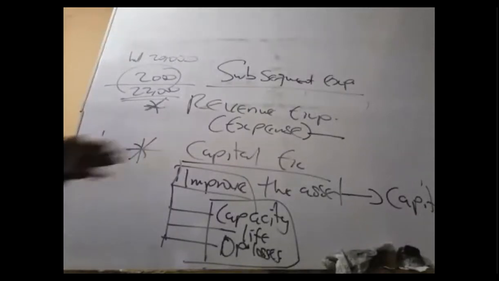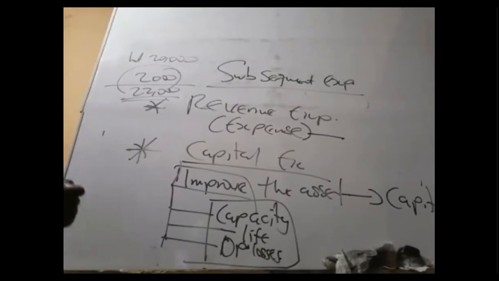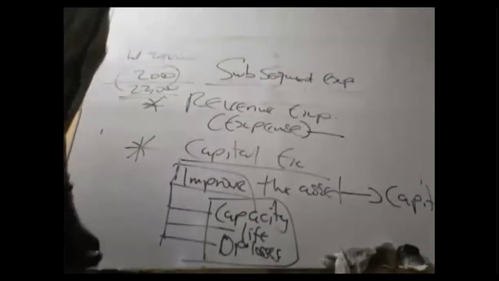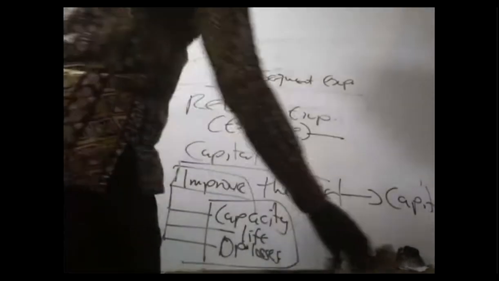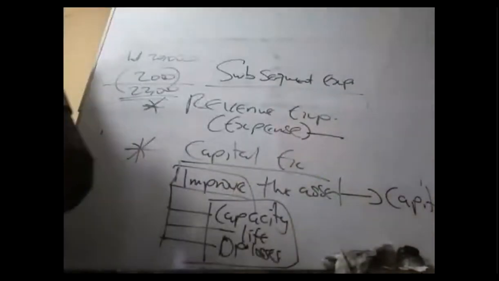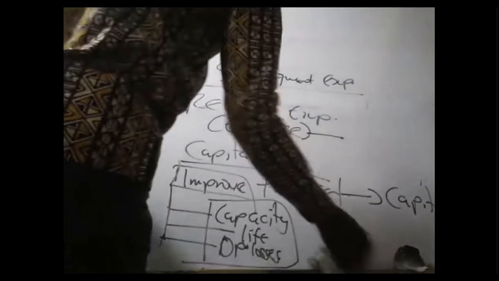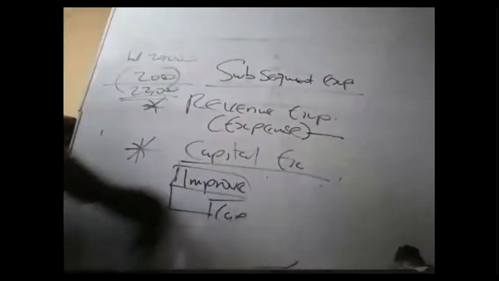That's all. So we are done with the subsequent expenditure. I left the last item, then we are done for IAS 16. We have the recognition, and we also have what we call derecognition. For the disclosure requirements, we'll do that when you are doing publication, and then we just disclose it there. The last aspect is called derecognition. Then we are done.